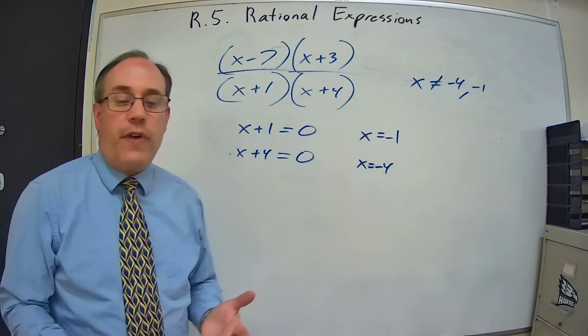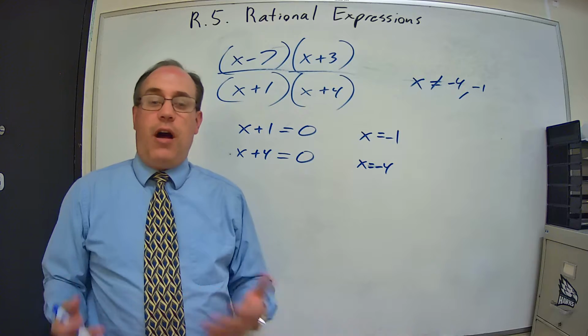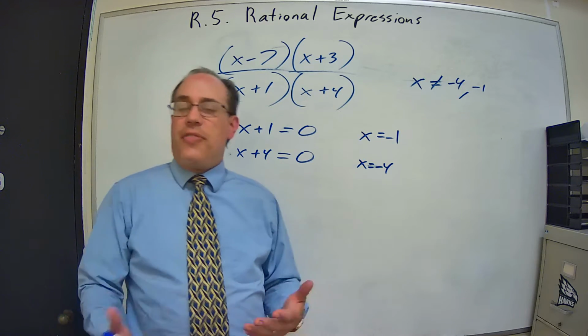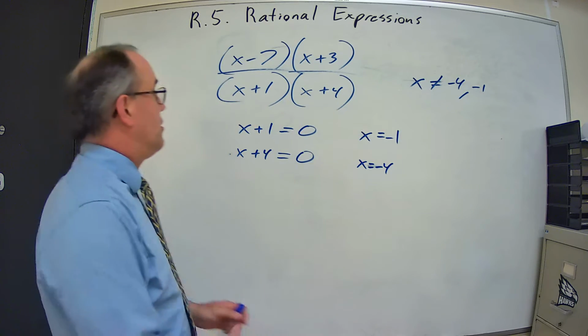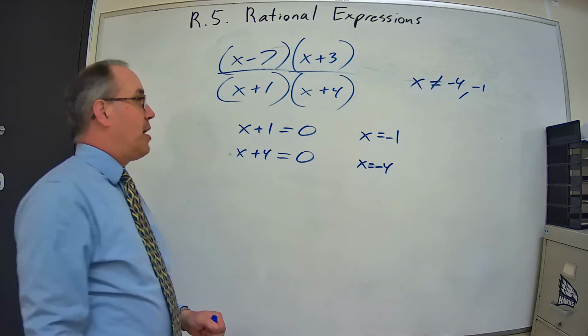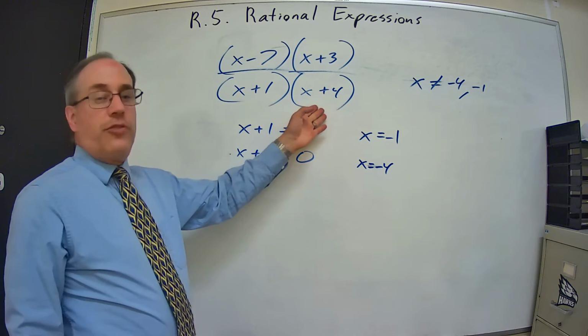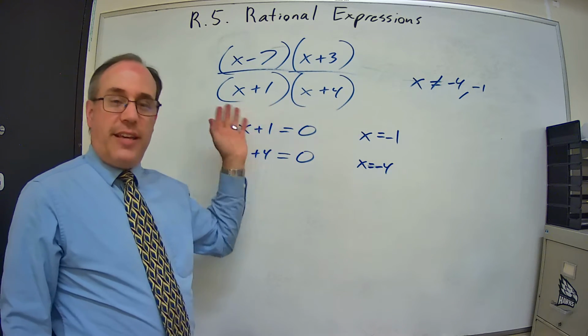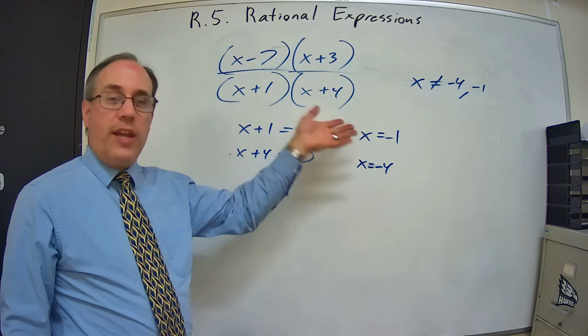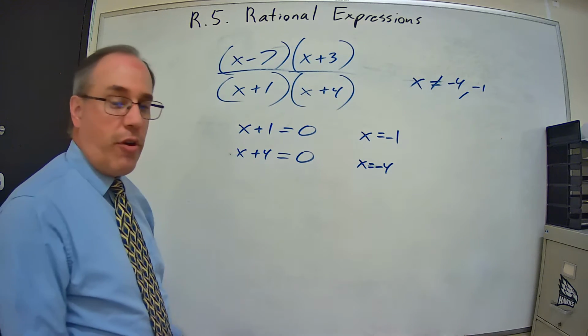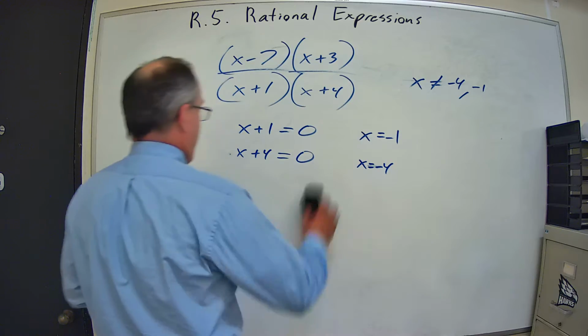So that's how we find the domain of a rational expression. Nothing too complicated. It's just a matter of being able to factor the denominator and check each factor and say, okay, when is it going to be equal to 0? And we can't allow that to happen.